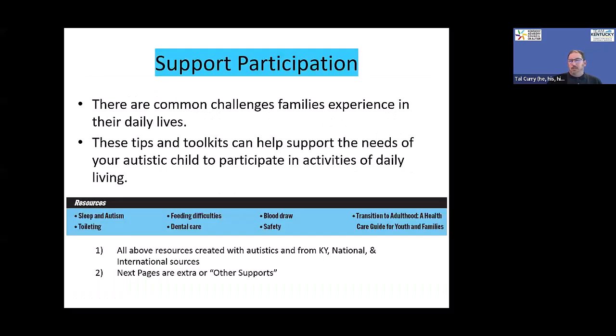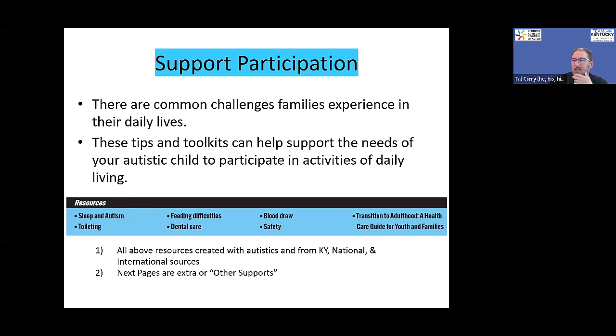So support participation. And as you go through this tool, this was created with the idea of early childhood. So it says there are common challenges families experience in their daily lives. These tips and toolkits can help support the needs of your autistic child to participate in activities of daily living. This is the little blurb right above the blue resources area. The blue resources here, all of these above resources, if you clicked on them, they are resources that are from Kentucky or national or international sources that were created with autistics.